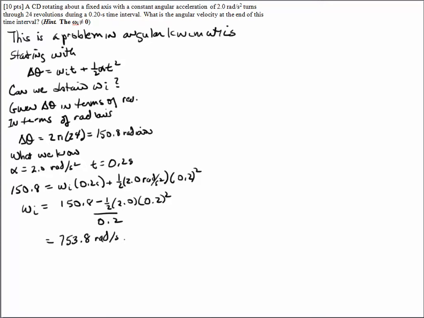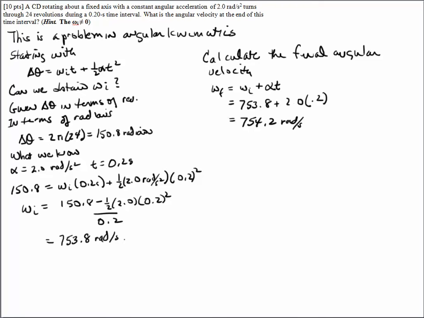Now what else? Well, we need to find the final angular velocity. So how do we find the final angular velocity? Well, the final angular velocity is equal to the initial angular velocity plus the acceleration times the time, and that gives us 753.8 plus 2.0 times 0.2 seconds, and we have 754.2 radians per second. End of module.